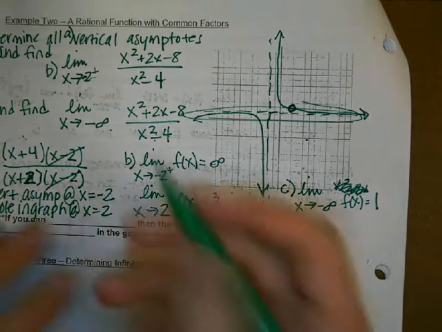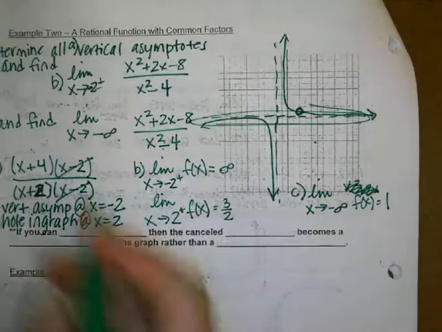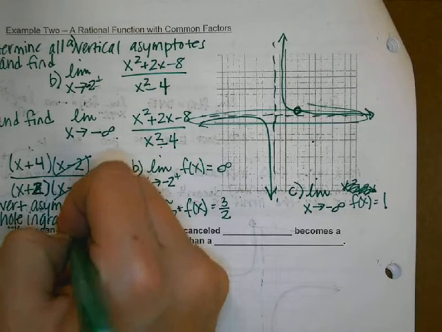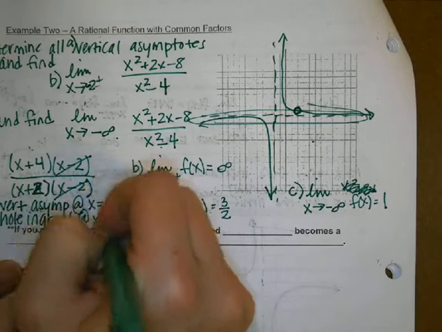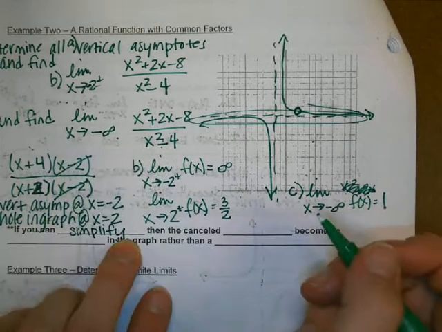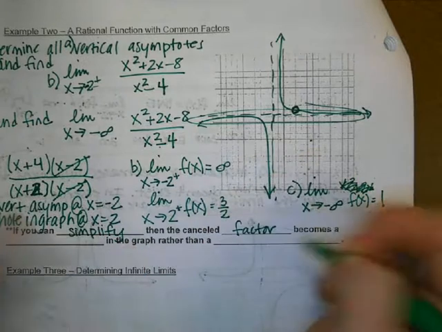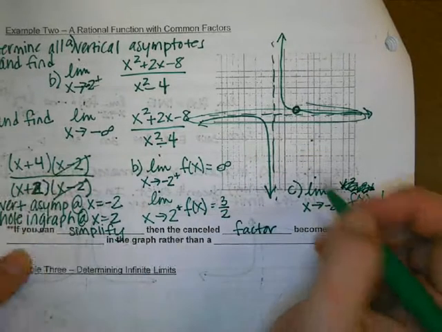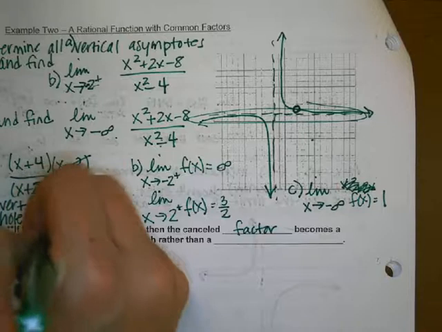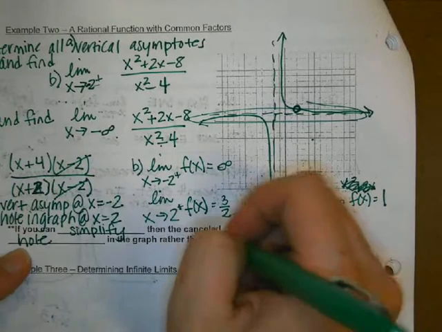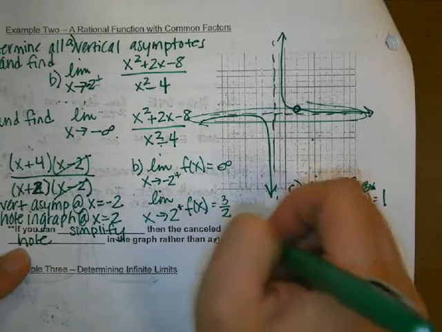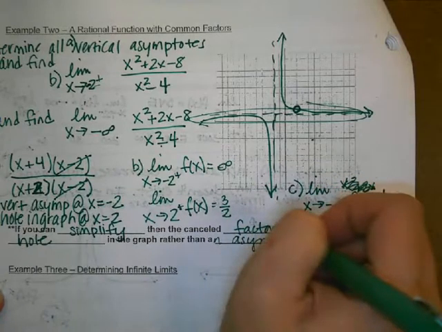So I think we've already written this in a couple other sections, but repetition here can't hurt. If you can simplify, then the canceled factor, this is what we did here in this case, becomes a hole in the graph rather than an asymptote.